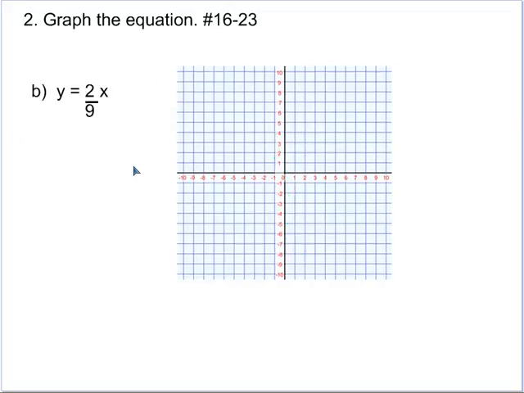Let's look at our second problem. Again, another equation to graph. I felt we needed one more of these because we need the extra practice. Again, I look at it and I go, oh, there's no plus or adding anything to this. So that means the y-intercept is at 0. It has a slope of 2 over 9. So from my origin, I go up 2 and I run 9. In between these 2 pairs of points, I connect them with a line. Boom, that's the line that represents that direct variation.